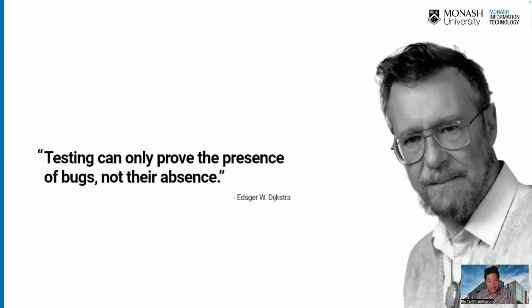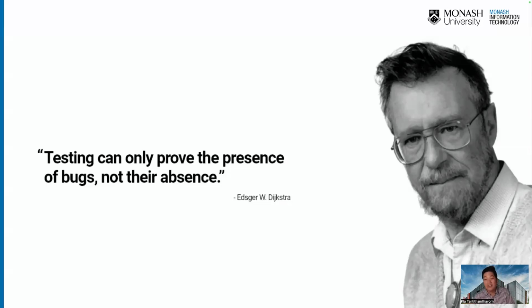Make sense? The key principle here is that testing can only prove the presence of bugs, but not their absence. Let's say you have a division function. You have the test case 4 divided by 2, it returns 2. Everything is correct. I don't find any bugs. So testing can only prove the presence of the bug, but not their absence.